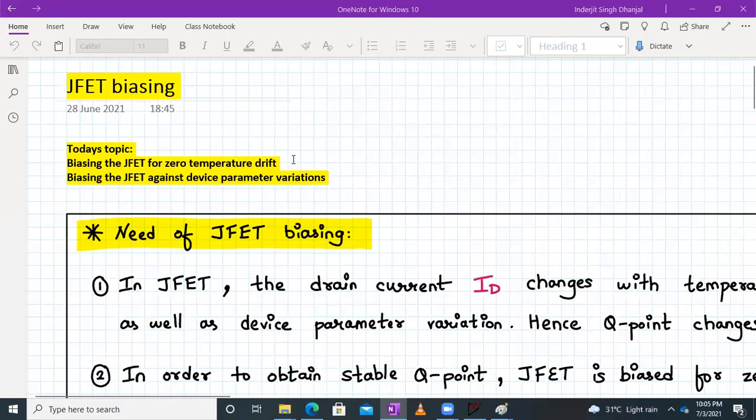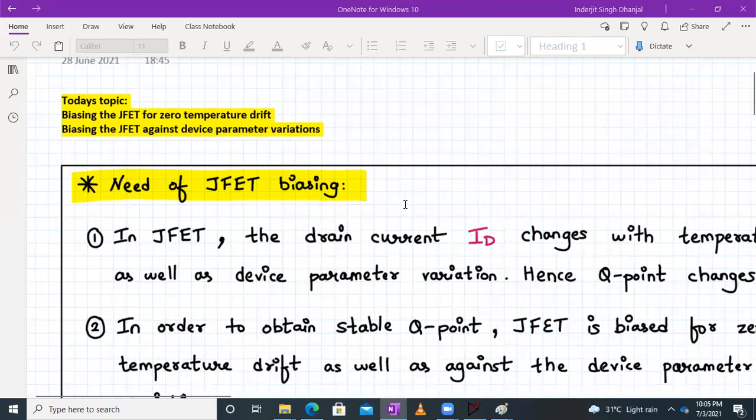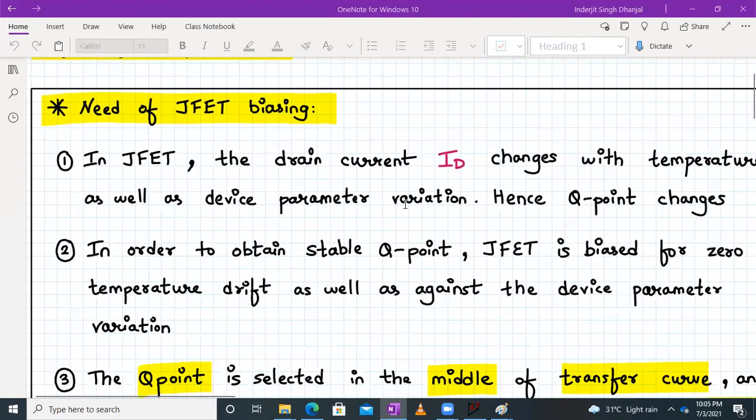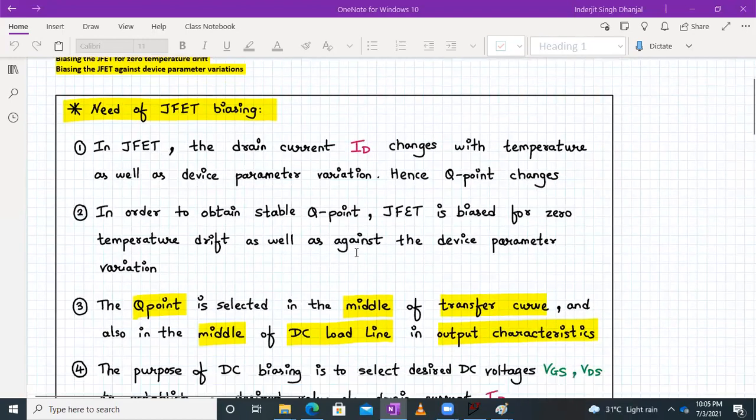Hello everyone, welcome to this short session on JFET biasing. Today's topics are biasing the JFET for zero temperature drift, and then biasing the JFET against device parameter variation. So let us start with why we require JFET biasing, DC biasing.